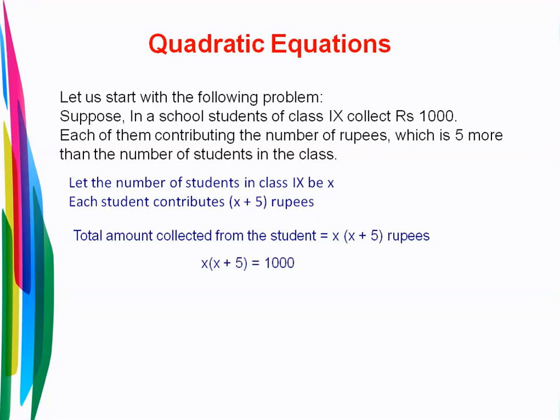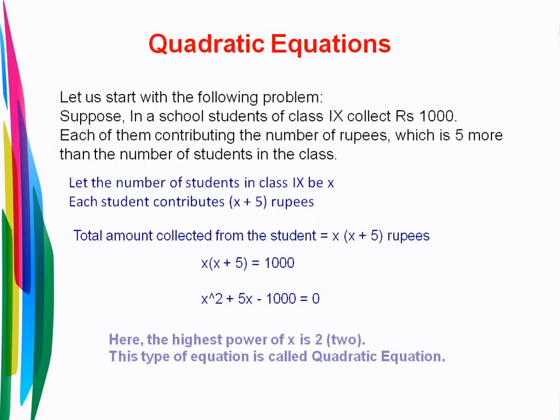So x into x plus 5 equal to 1000. Open the bracket: x square plus 5x equal to 1000. So x square plus 5x minus 1000 equal to 0. Here the highest power of x is 2. This type of equation is called a quadratic equation.